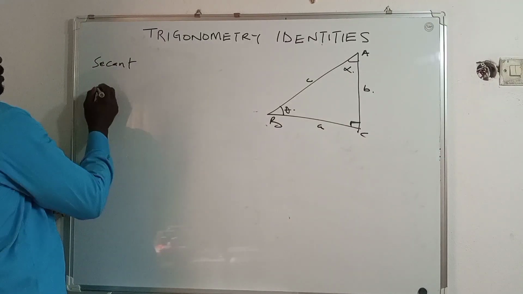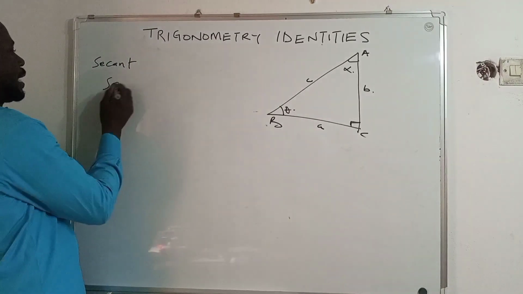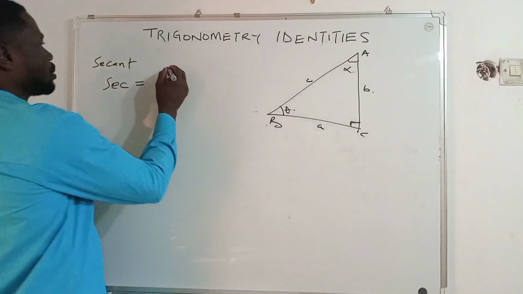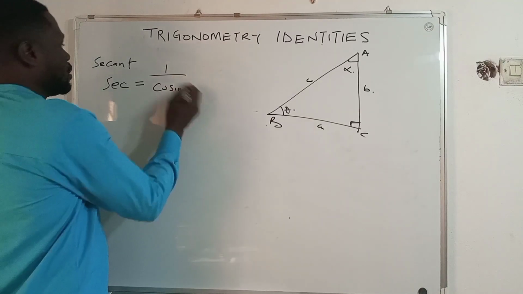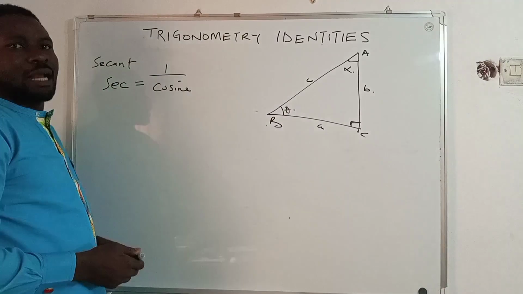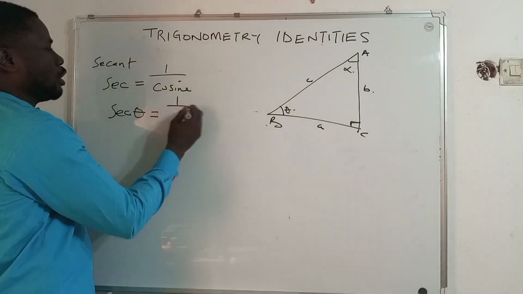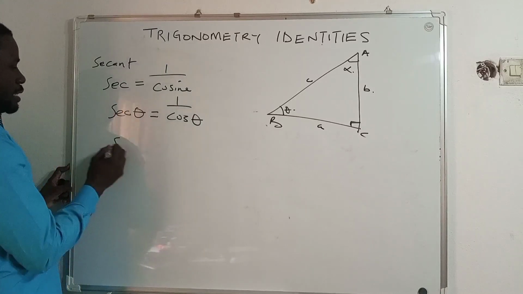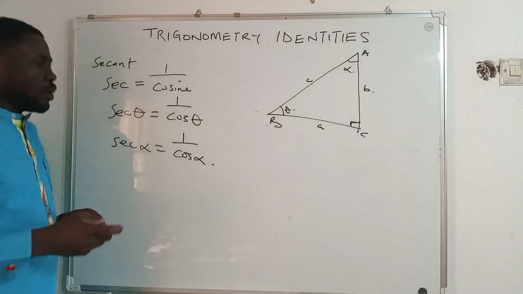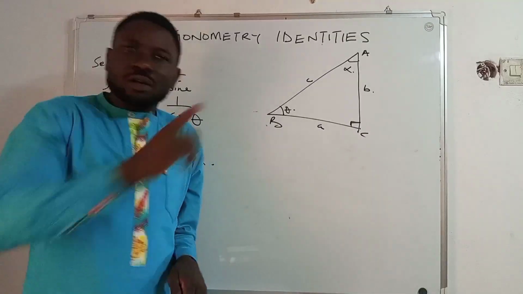Now, the secant, which is abbreviated as sec, is always defined as the reciprocal of cosine. In other words, 1 all over cosine. So the secant of any angle is always equal to 1 all over the cosine of that angle. So if I say sec theta, it has to be equal to 1 all over cos theta. If I say sec alpha, this has to be equal to 1 all over cos alpha.